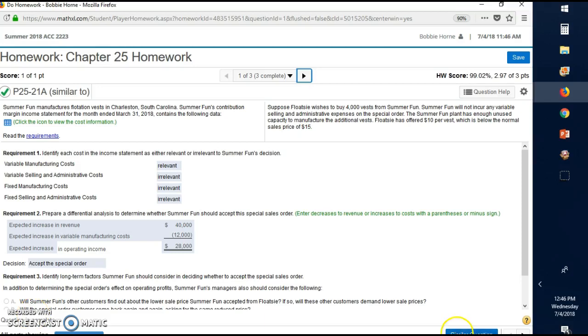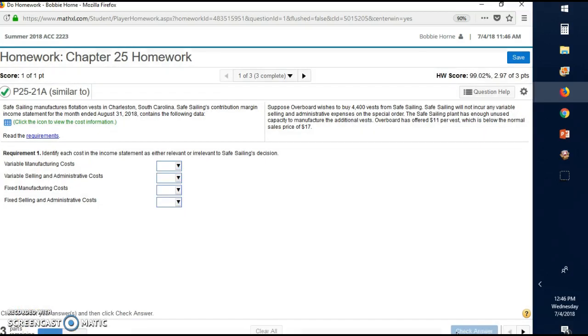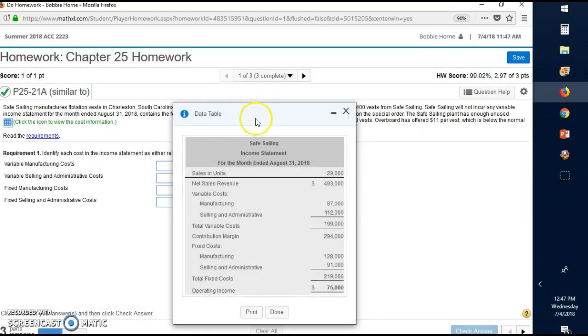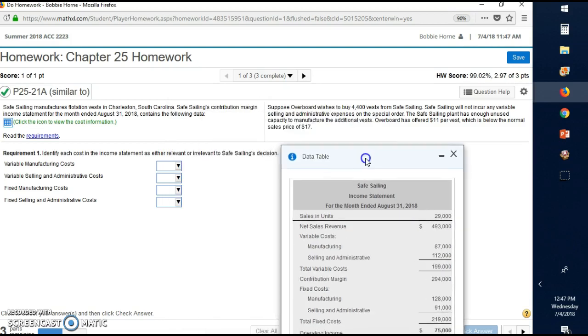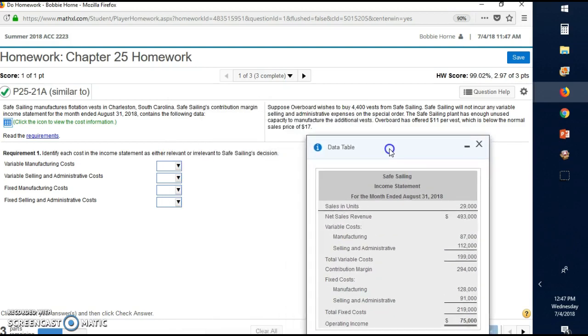Okay, on chapter 25, question number 1, this is about Safe Sailing, who manufactures flotation vests in Charleston, South Carolina. Safe Sailing's contribution margin income statement for the month ended contains the following entries or amounts. Suppose Overboard wishes to buy 4,400 vests from Safe Sailing.